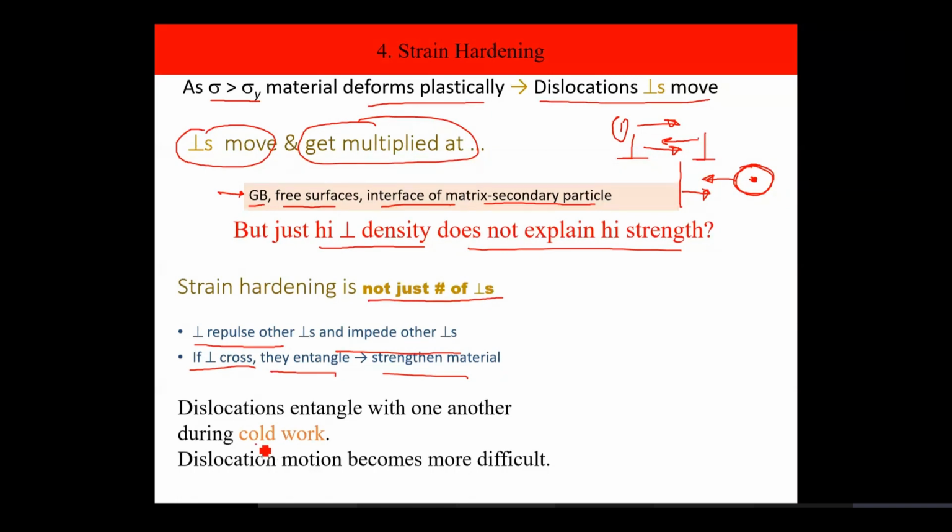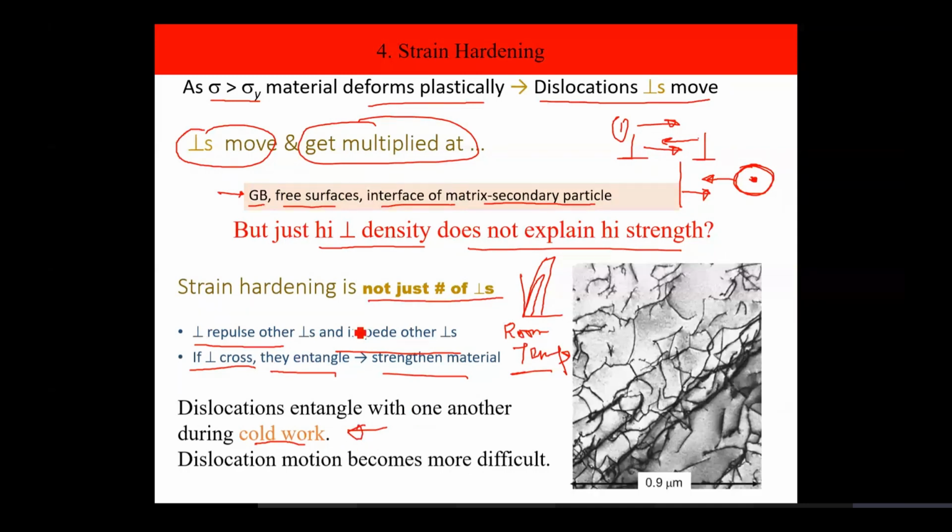So dislocations entangle with one another during cold work. Cold work is you are basically doing this loading, unloading cycle at room temperature. When you are deforming the material at room temperature, you refer to the process as cold working. Dislocation motion becomes more difficult during cold work, and these are basically entangled dislocations. As they get entangled with each other, it becomes difficult for them to move.